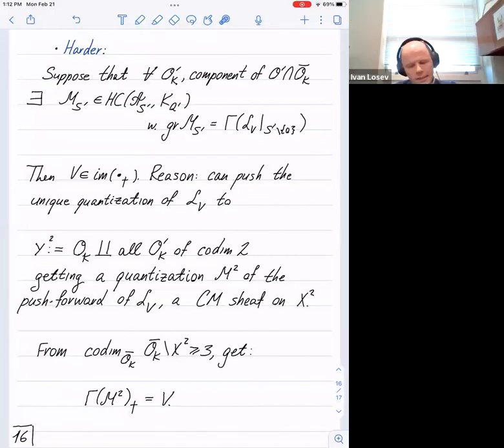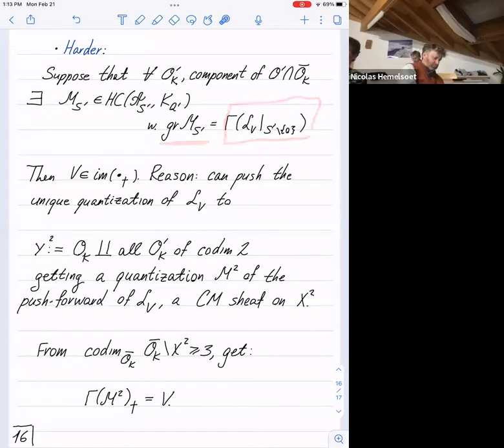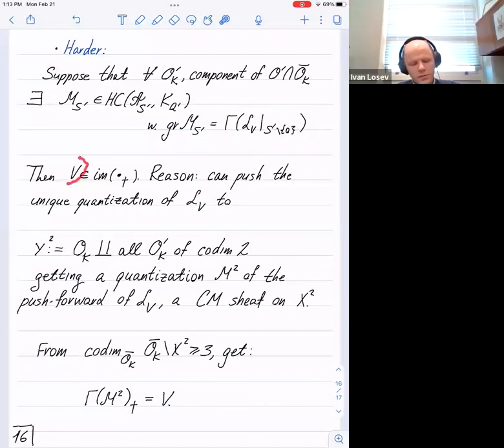So suppose that I indeed can do the following. For each component of this intersection here, I can find a Harish Chandra module over the slice quantization, which will serve as the restriction of the local system, meaning that the associated graded is global sections of this restriction. Then in fact, V lies in the image of the restriction functor. And that's a lower bound.